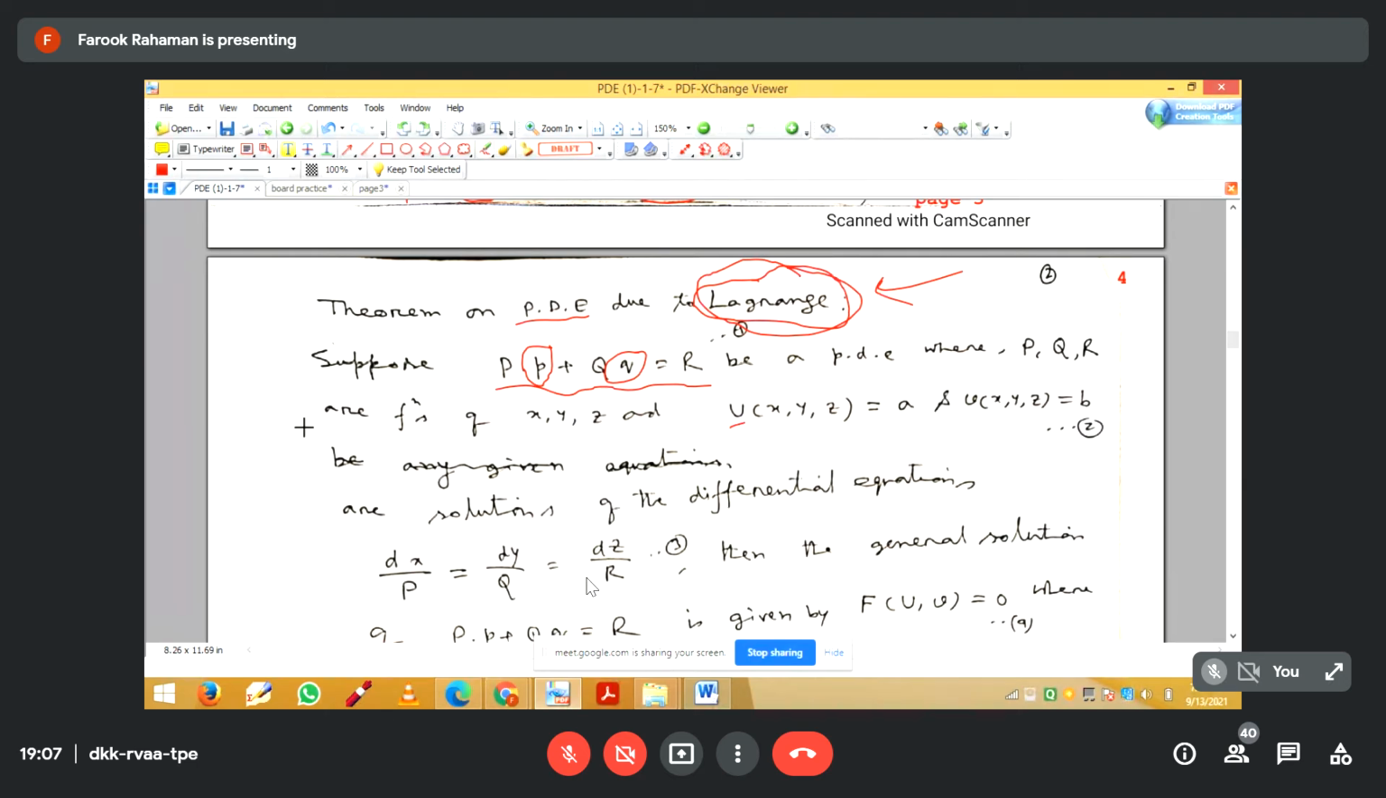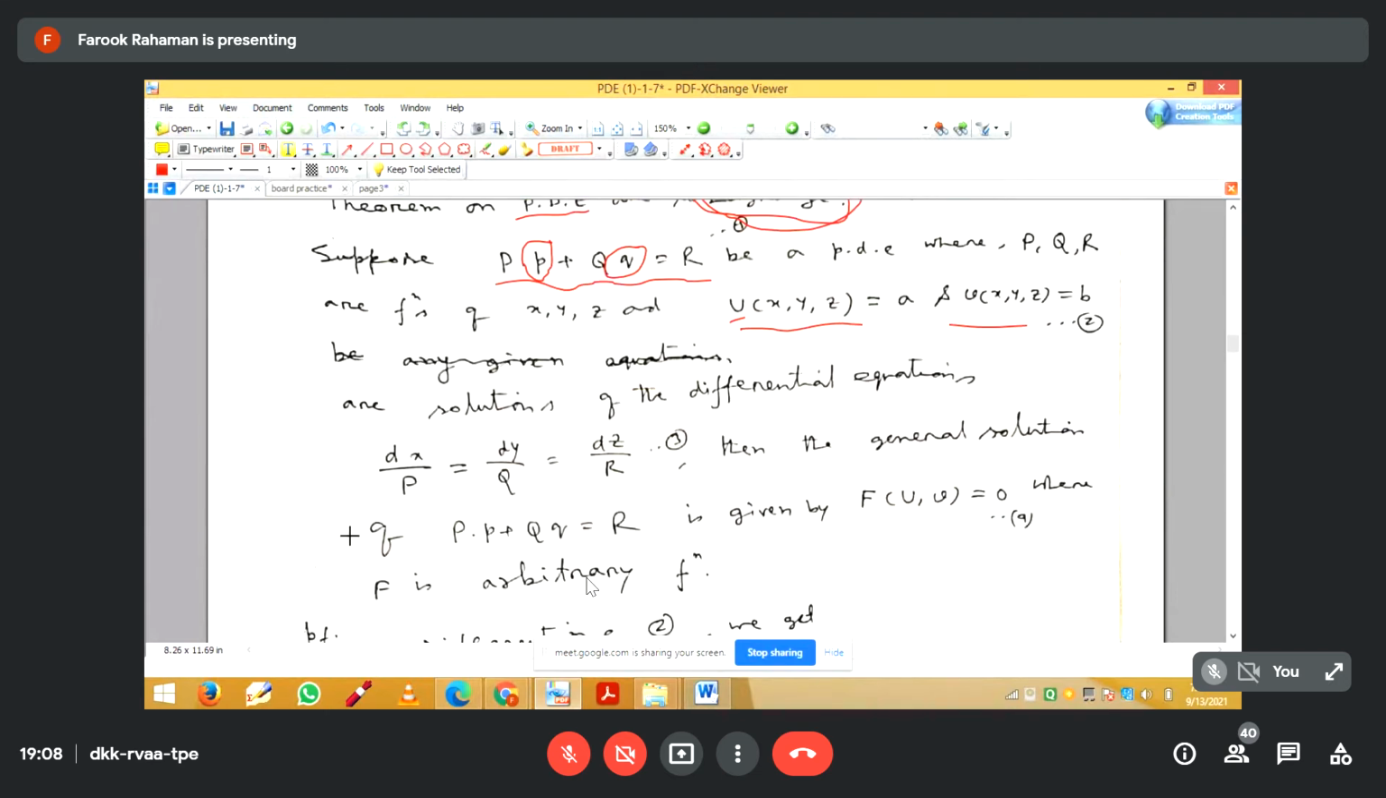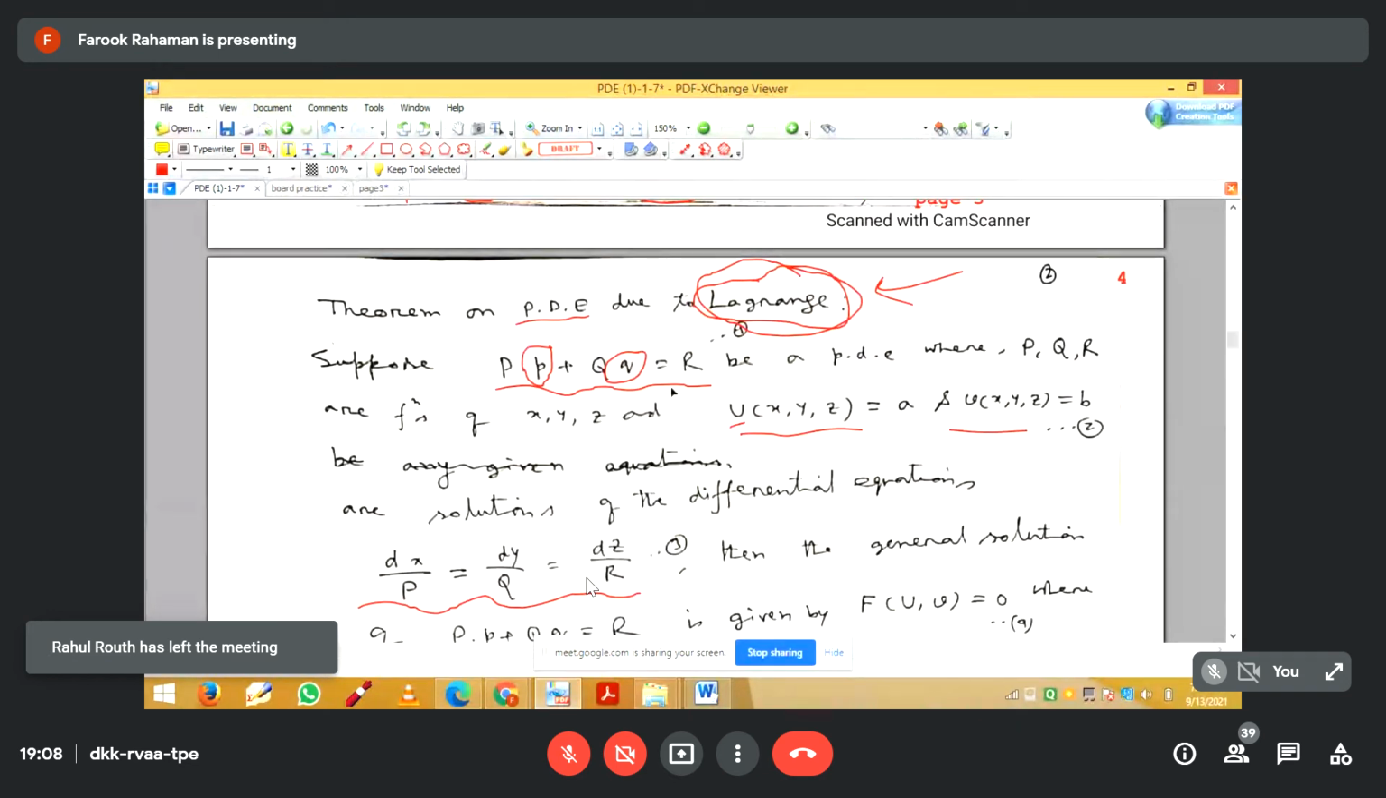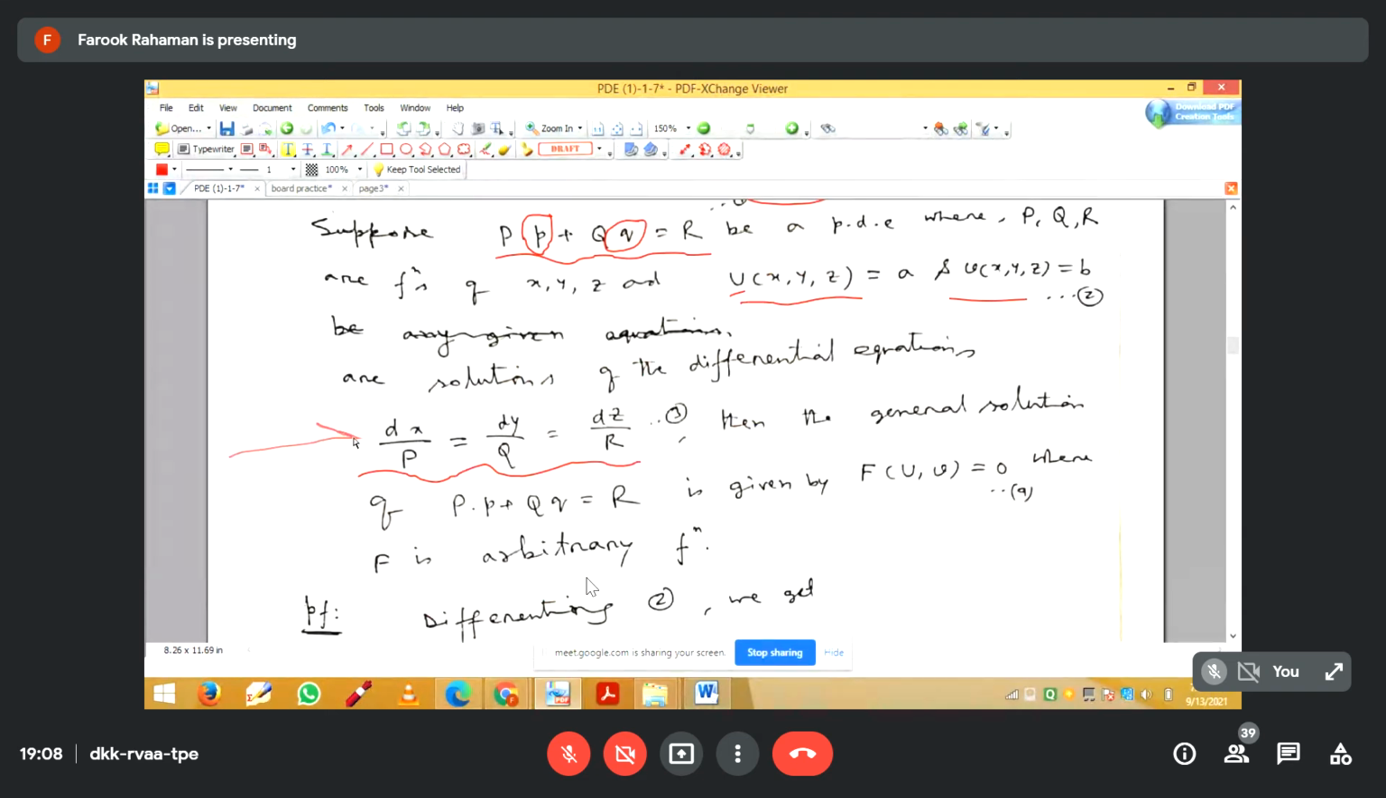Now, for the differential equation, if u equal to constant and v equal to constant are the solutions, then their solutions are the solutions of the ordinary differential equations. I just repeat, suppose u and v are the solution of the given partial differential equation, then that solution is nothing but the solution of the ordinary differential equation.